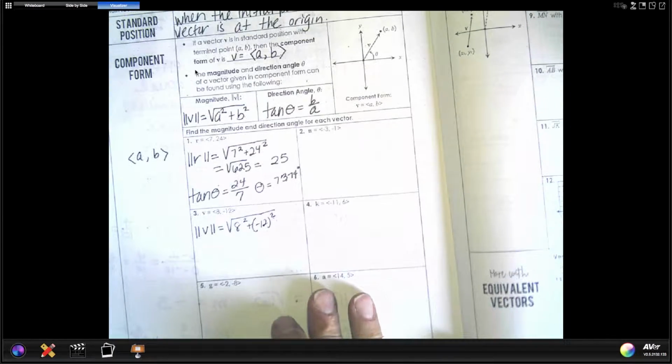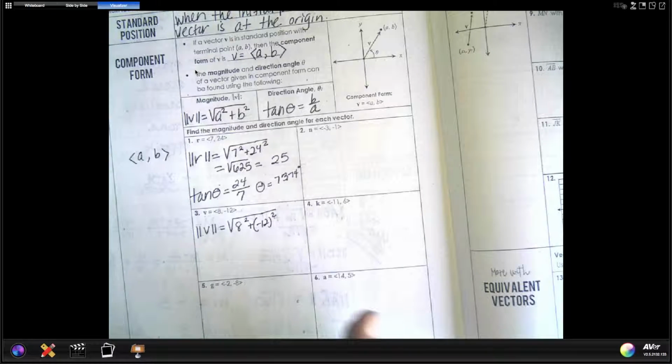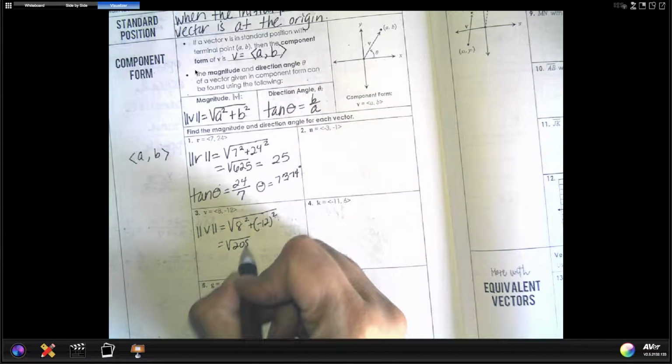Okay, all right, so let's look at number 3. To find the magnitude of V vector, we're going to take the square root of 8 squared plus negative 12 squared. Make sure that that's in parentheses if you choose to use your calculator. I'm going to do the math for you. So when you take 8 squared, you get 64. 12 squared is 144. Add those together, you get the square root of 208.